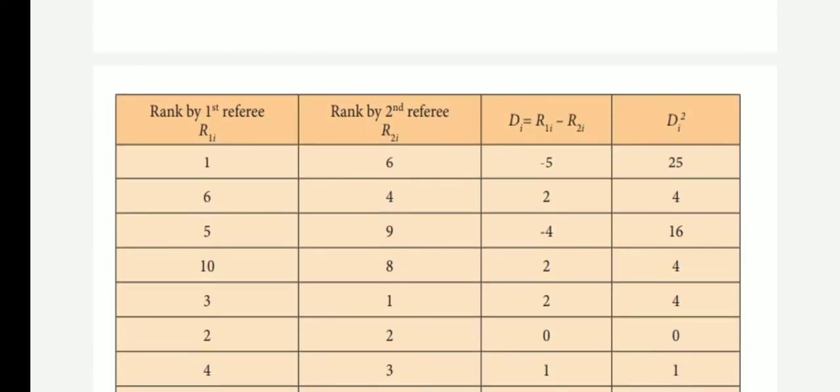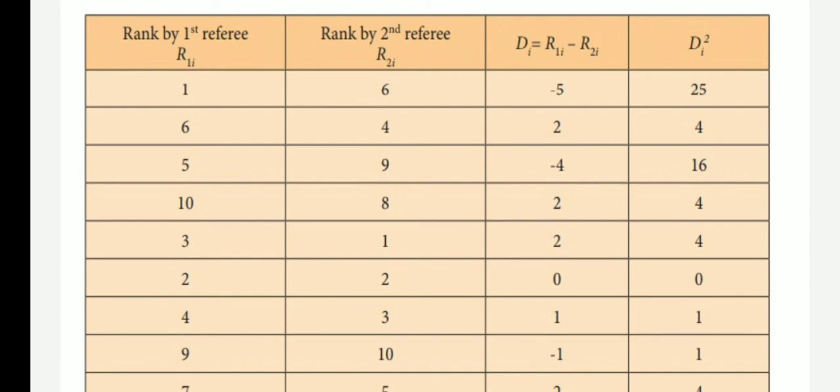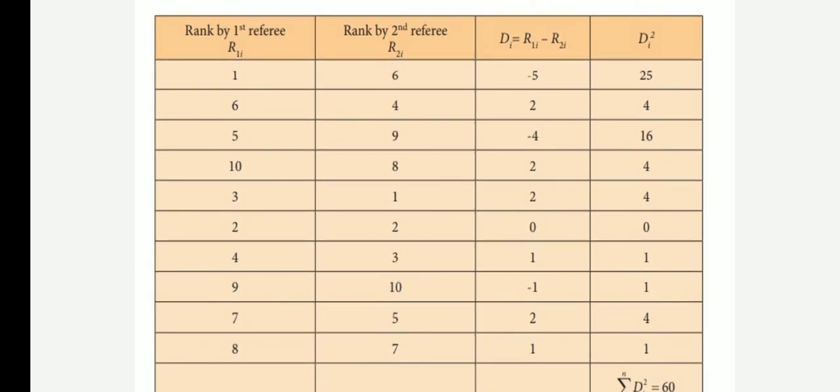So the rank by the first referee is R1 and the rank by the second referee is R2. For the first flower, the first referee has given first rank, but for the same flower the other referee has assigned rank 6. Similarly, 6th rank, 4th rank, 5th rank, 9th rank, 10th rank, 8th rank, 3rd rank, 1st rank, 2nd rank, 2nd rank, 4th rank, 3rd rank, and similarly others. There are 10 flowers, so n equal to 10.